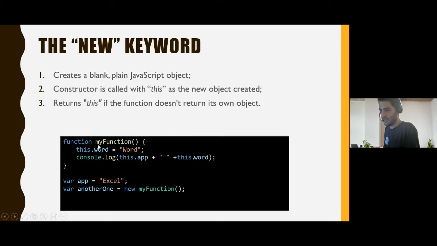If you see my example here, I call my function with the new. So it's going to create a new blank JavaScript object, and this.word is going to be word. When I'm printing it, the first this.app is going to be undefined, right? Because when I added the new keyword, I actually created the blank scope for the function, and it doesn't recognize anything else when I do this.app. It doesn't recognize the global scope. this.word is okay because it's word.